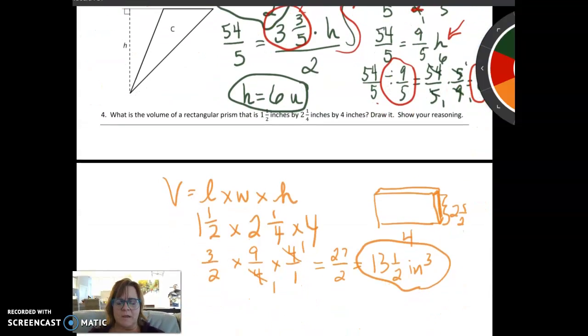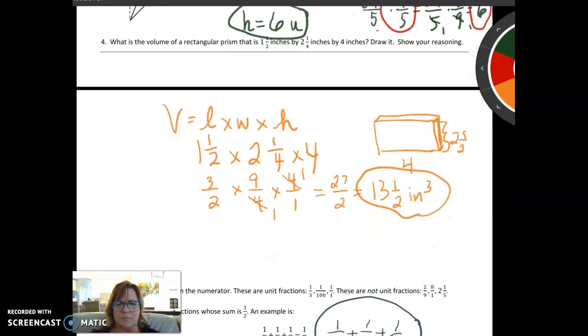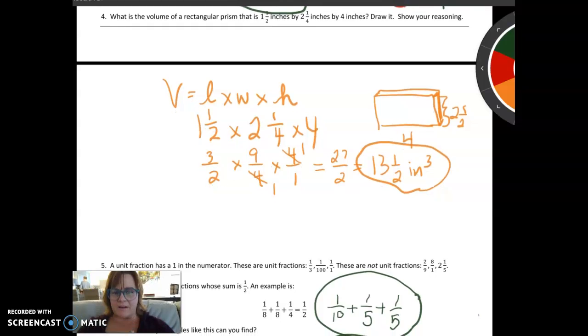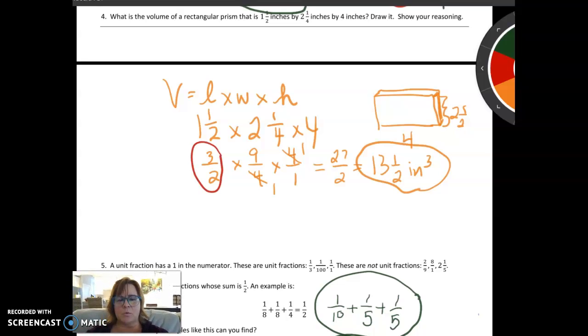All right, number 4, we have to find the volume of a rectangular prism when we are given fractional side lengths. So the length is 1.5, the width is 2 1/4, and the height is 4, or you could call any of those dimensions any of those. Those are our 3 dimensions we're working with. So I'm going to write 1.5 as 3/2. We're going to turn those mixed numbers into improper fractions, our 2 1/4 into 9/4, and then our 4, we're just going to write it as 4 over 1.